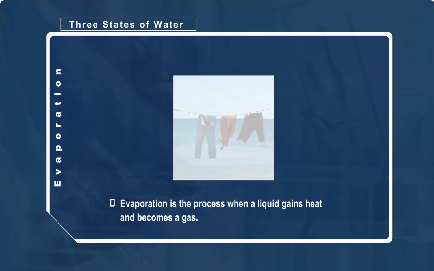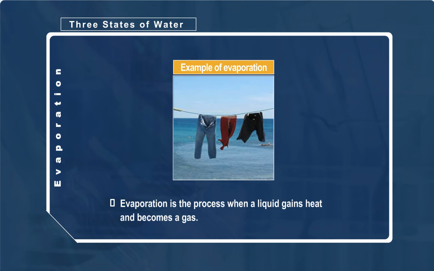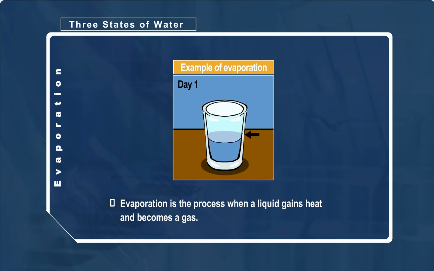When a liquid gains heat and becomes a gas, the process is called evaporation. During evaporation, liquid water becomes water vapor. This explains the disappearance of water in a glass which has been left overnight.